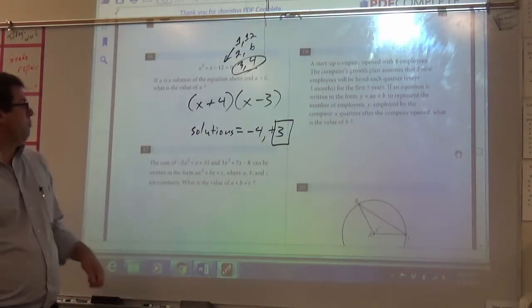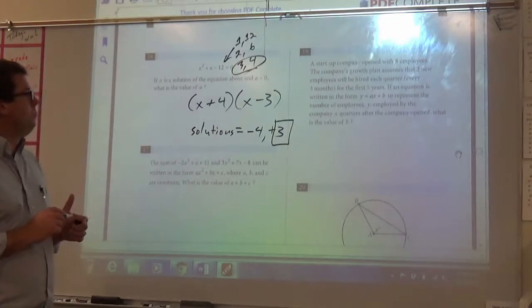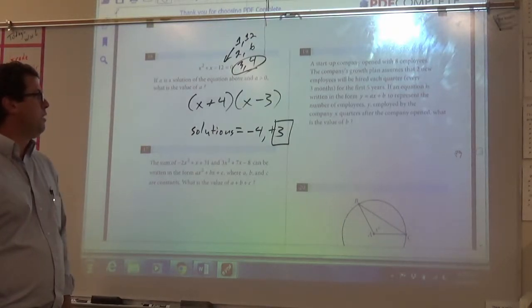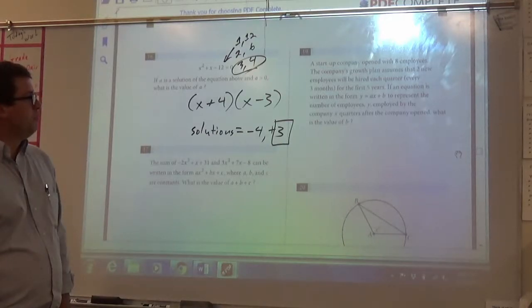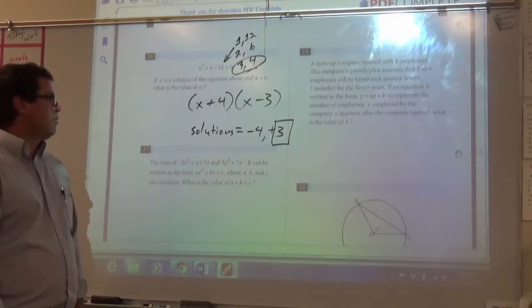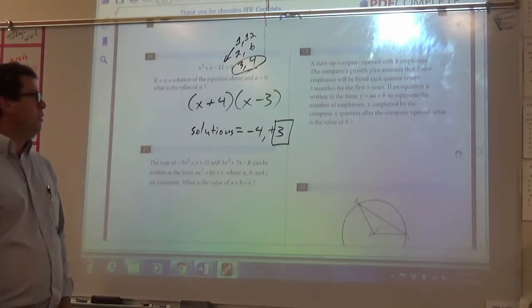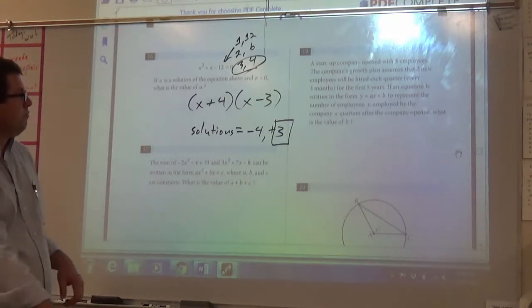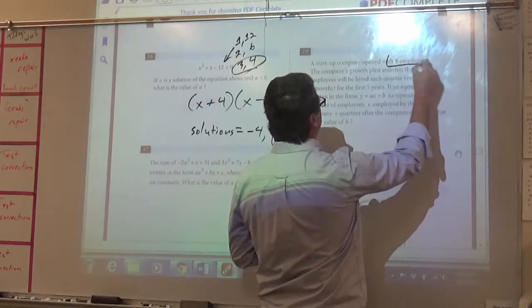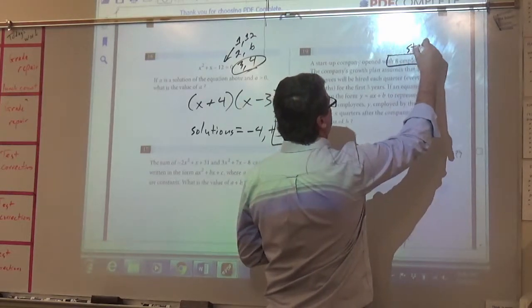Moving on to 19. The startup company opened with 8 employees. The company's growth plan assumes that 2 new employees will be hired each quarter, every 3 months, for the first 5 years. If an equation is written in the form y equals ax plus b to represent the number of employees y employed by the company x quarters after the company opened, what is the value of b? So they start with 8. That's our starting amount.